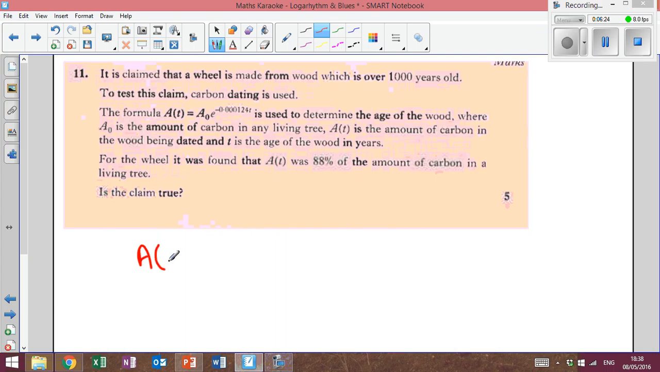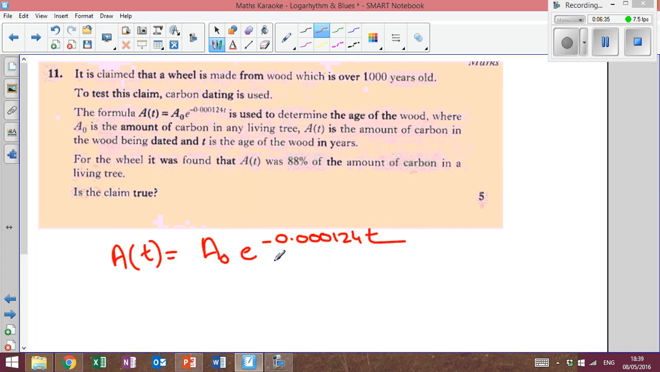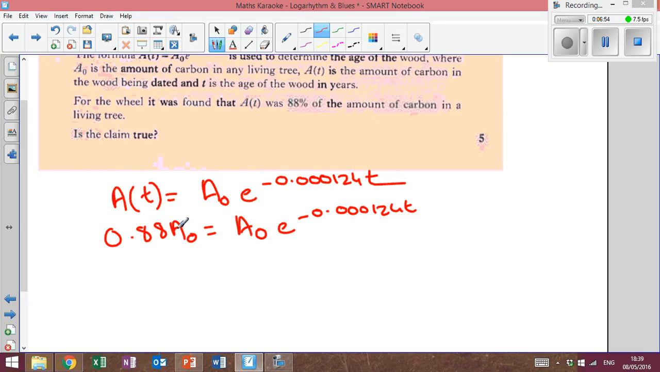So my formula is A(t) is equal to A naught e to the minus 0.000124t. Oops, slipped. Okay, and we want to know what happens when it's 0.88 of what we started with. Now I'm going to sub in 0.88 A naught, because what we really want to know is how long it takes to get to 88% of what's left. So cancelling out those A naughts, just divide both sides by A naught and they'll disappear. We want to know when that exponential is equal to 0.88.